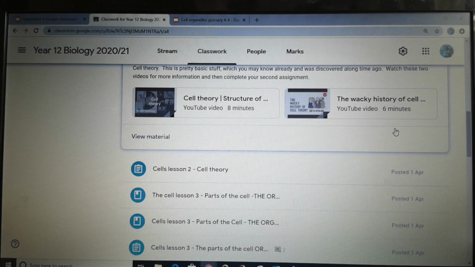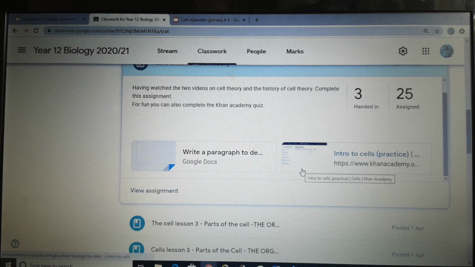Then we've got a piece on cell theory. So what are cells? How do we define things as living? How did the scientists of the past come up with this cell theory? And once you've watched those, I would just like you to write me a really brief paragraph on cell theory. And that's just to give me the confidence to know that you understand what cell theory is.